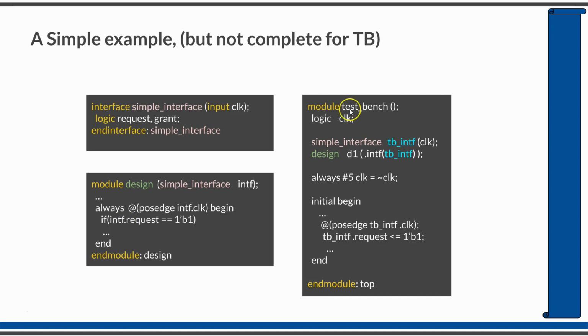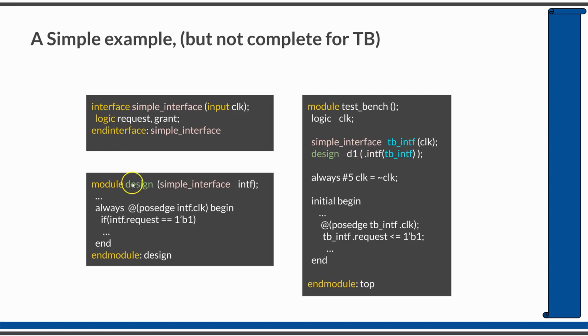And now in the test bench, what you need to do is define another instance of this interface which is local to this test bench. So you can see that the interface instance is defined with the name tb_intf. So it is very similar to instantiating a module. So you need to instantiate the interface as well.